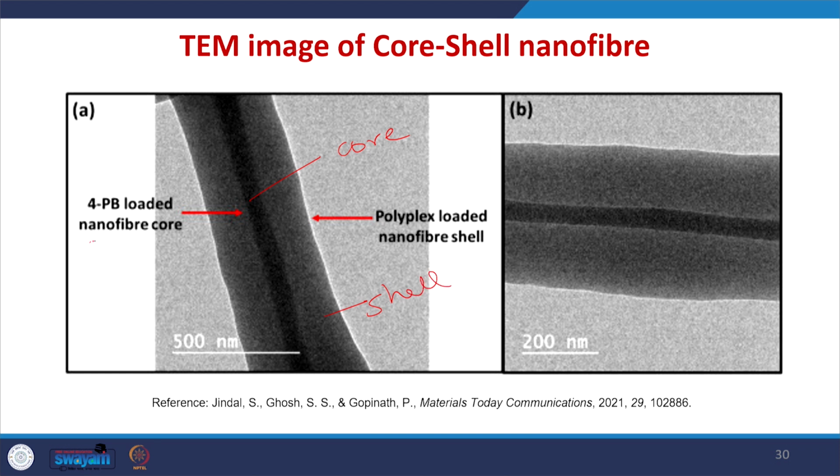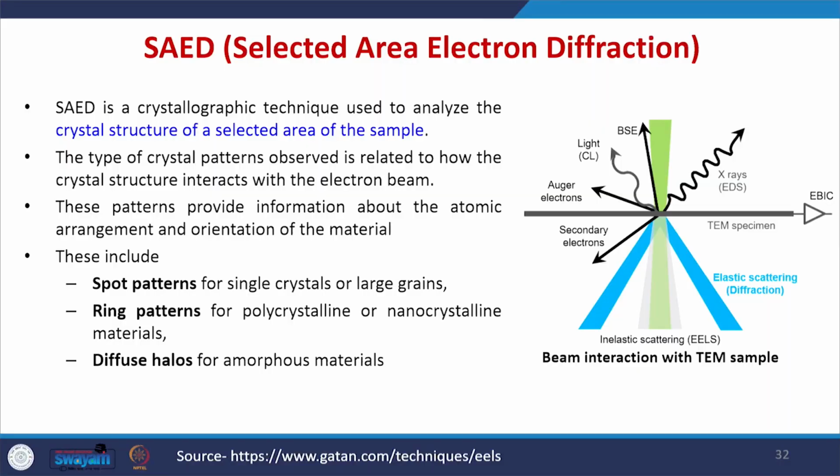The core is loaded with the anti-cancer drug, so that is why the core is appearing darker when compared to the shell. Let us understand about the diffraction patterns. That is, SAD is selected area electron diffraction. SAD is a crystallographic technique used to analyze the crystal structure of the selected area of the sample, and these patterns provide information about the atomic arrangement and orientation of the material.